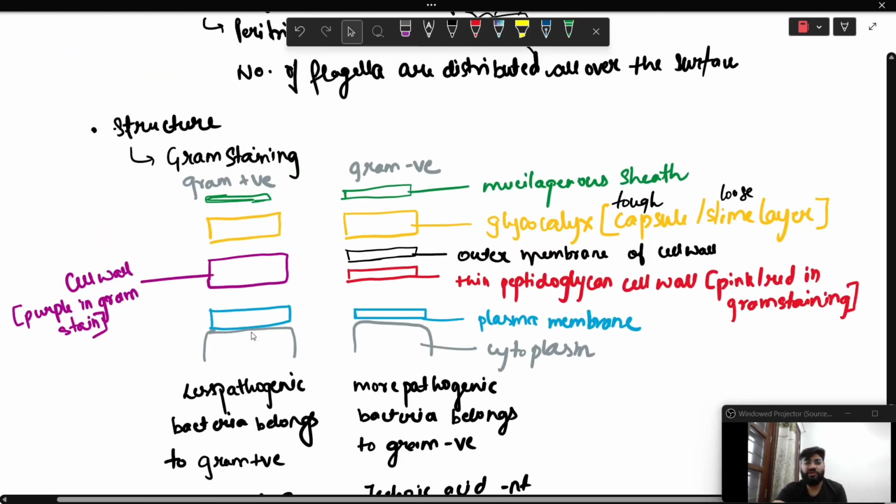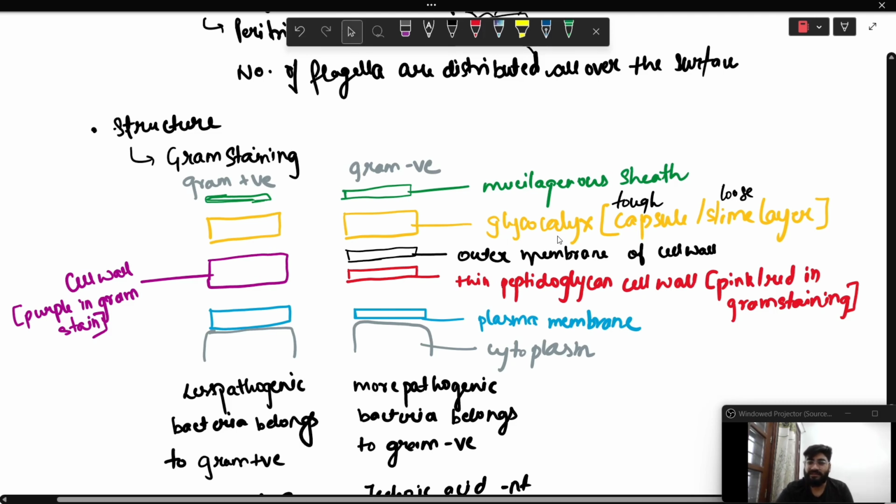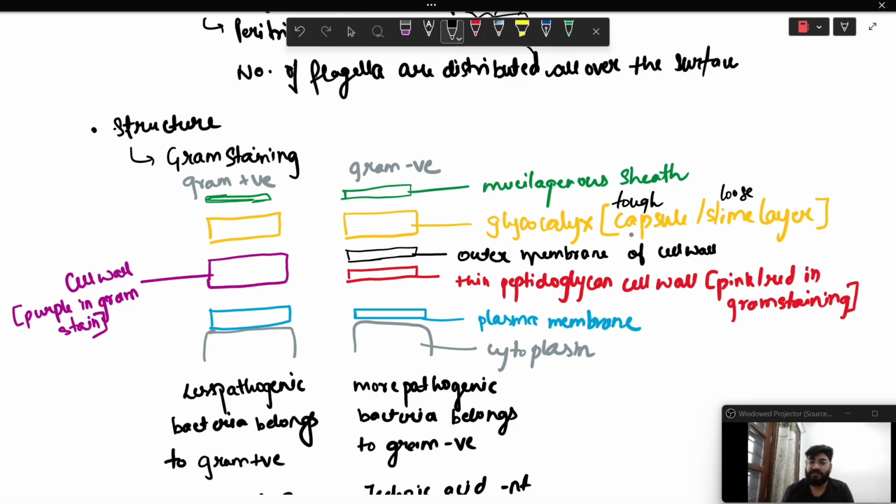So now we see the structure of gram positive and gram negative bacteria. What are the other components of gram positive and gram negative bacteria apart from the cell wall? There is a mucilaginous sheath that we just talked about earlier. There is a mucilaginous coating above the bacteria, which is present in both gram positive and gram negative bacteria. Then there is a coating called glycocalyx. If the glycocalyx is tough or solid in nature, then we call it a capsule. If the glycocalyx is loose in structure, then we call it a slime layer. Then we have the cell wall.